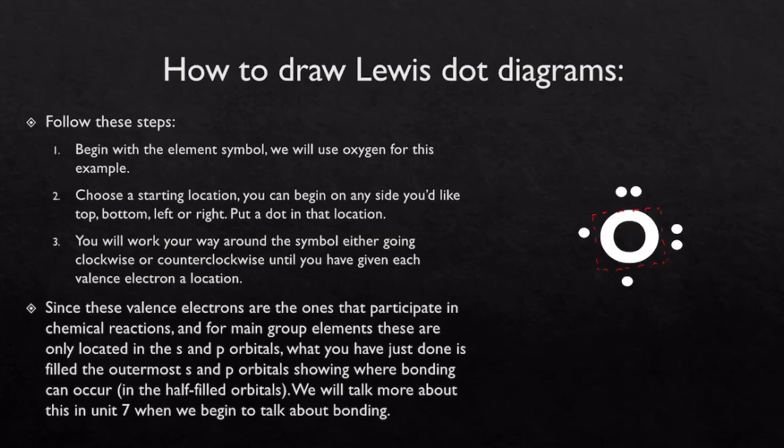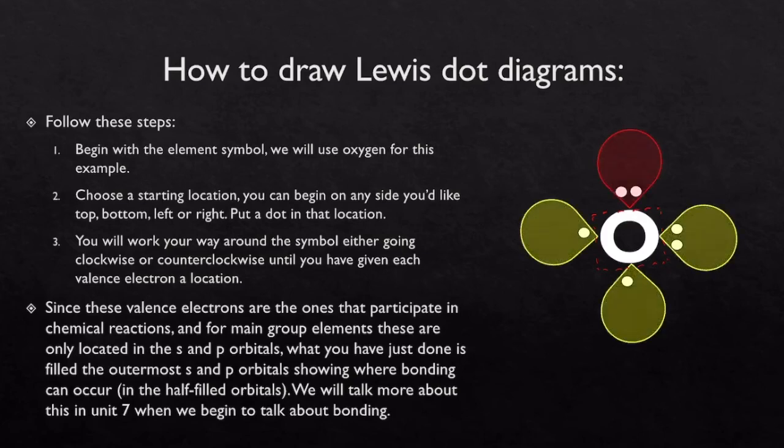So we're going to talk more about this in Unit 7. What I mean here is, if you remember, our s orbital is this red one. There's only one s orbital in any energy level, and it can only hold up to 2 electrons. But there can be up to 3 p orbitals, and each of those can hold up to 2 electrons. And later in Unit 7, when we start talking about chemical bonding, you'll be able to see that right here at these half-filled orbitals is where oxygen is able to form chemical bonds. You don't have to know that all right now. You just have to be able to draw the Lewis dot diagrams and recognize how many valence electrons an element has based on its group number on the periodic table.